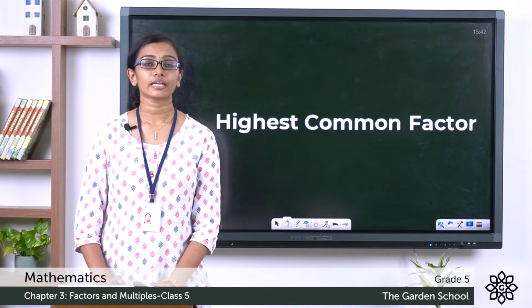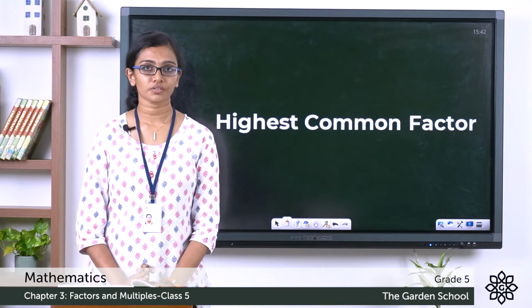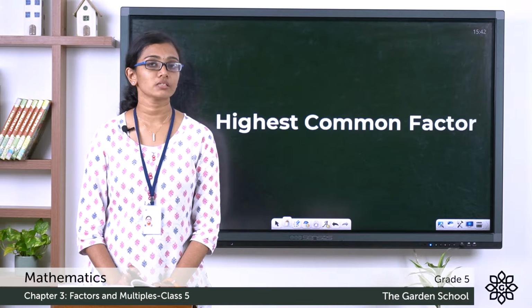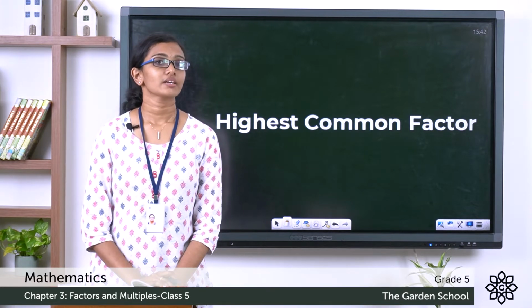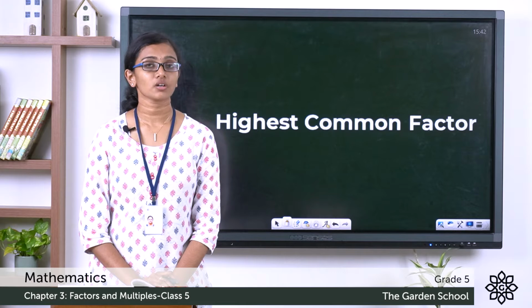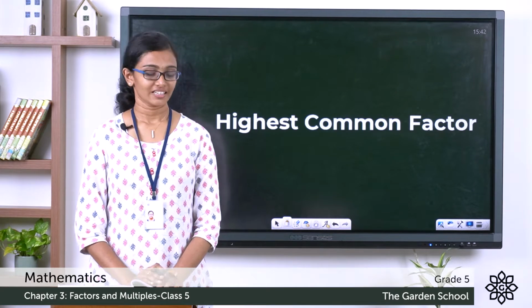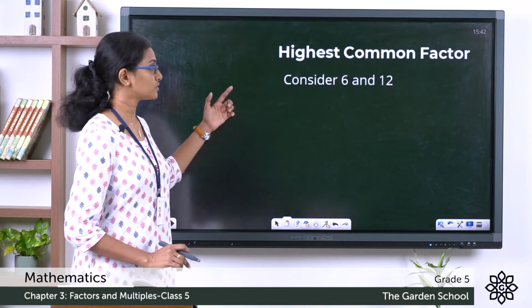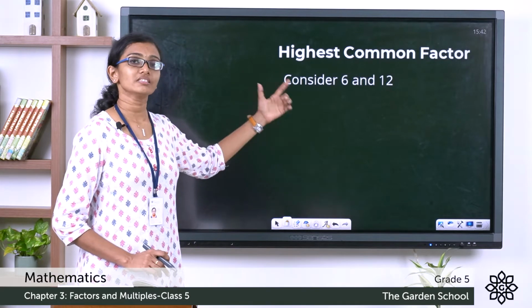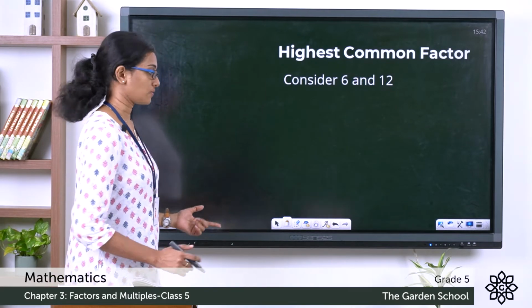So we have been learning about prime numbers, composite numbers, co-prime numbers. We have learned about prime factorization, and today we'll learn about the highest common factor or HCF of two or more numbers. Now look at these two numbers given here. We have 6 and 12. Let's see the factors of 6 and 12.